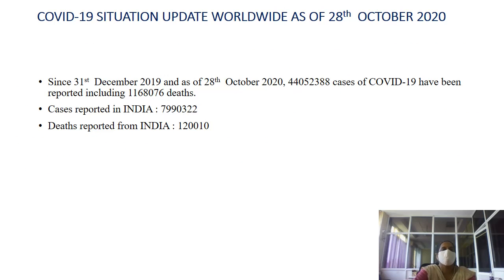Coming to the COVID-19 situation update worldwide as of 28th October 2020. Since 31st December 2019 and as of 28th October 2020, this many cases of COVID-19 have been reported, including the deaths also. Cases reported in India were 79 lakhs 90,322. Deaths reported were around 1,20,000.